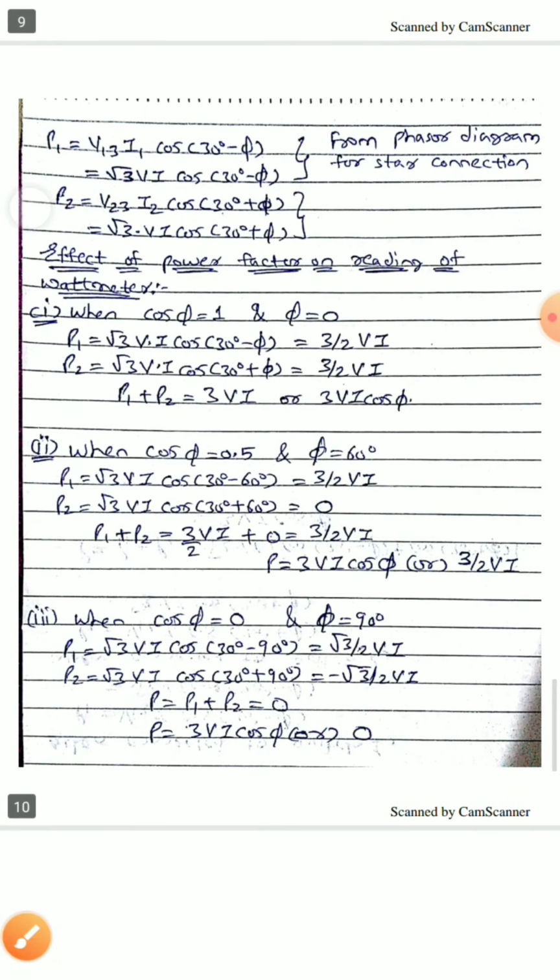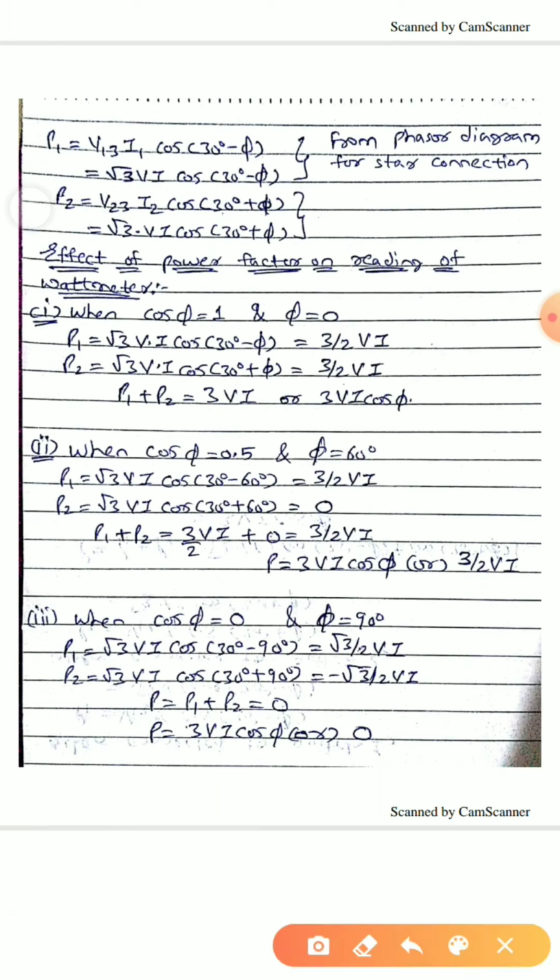Now we will see when the power factor is varying, what will be the effect on the wattmeters. Let us go for the first case. We know that when the value of cos phi, the power factor, is unity, the value of phi should be equal to 0. Now in this case I am making phi 0, so this becomes root 3 Vi cos 30. Substituting the value of cos 30, I get 3 by 2 Vi. That is the power for both the cases.